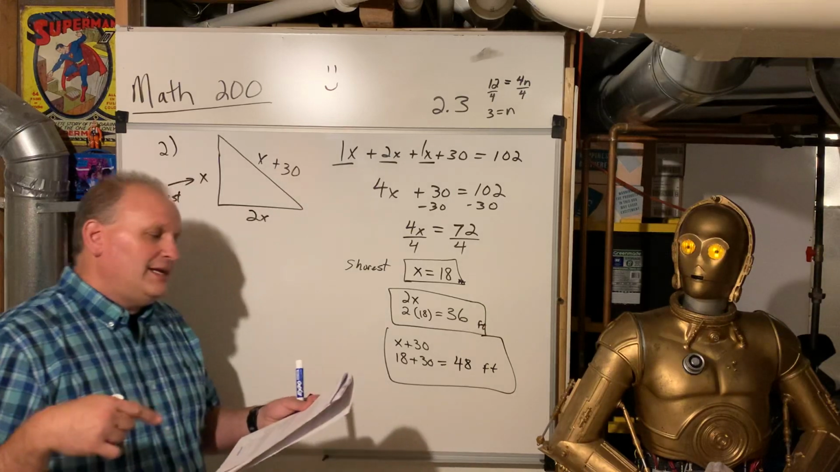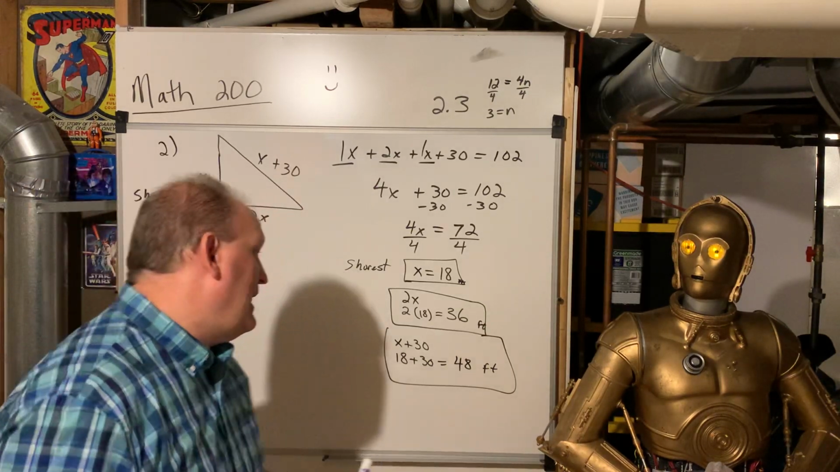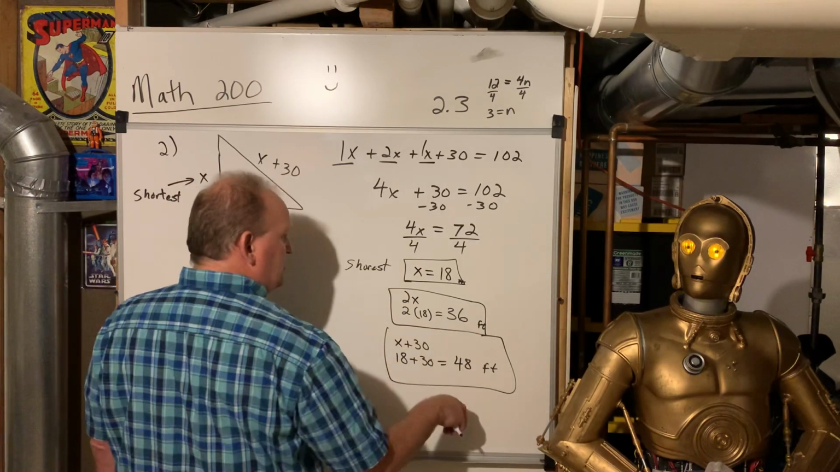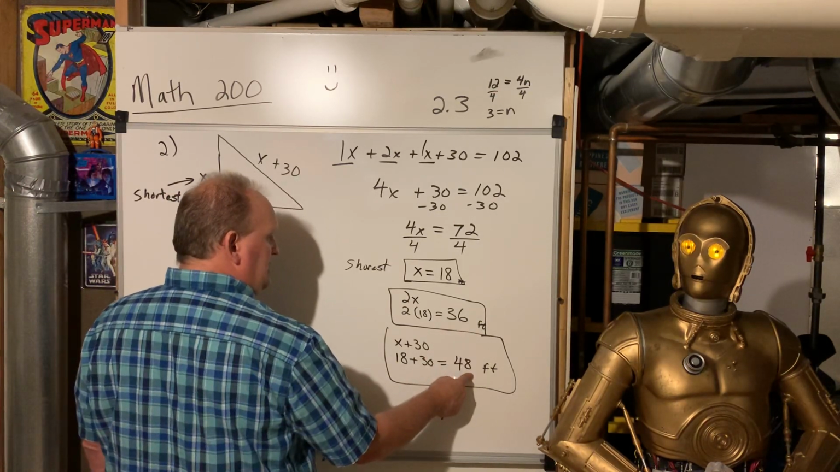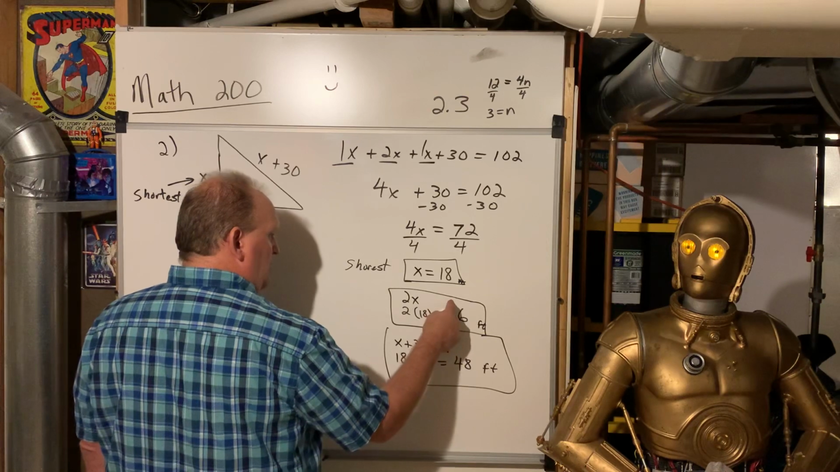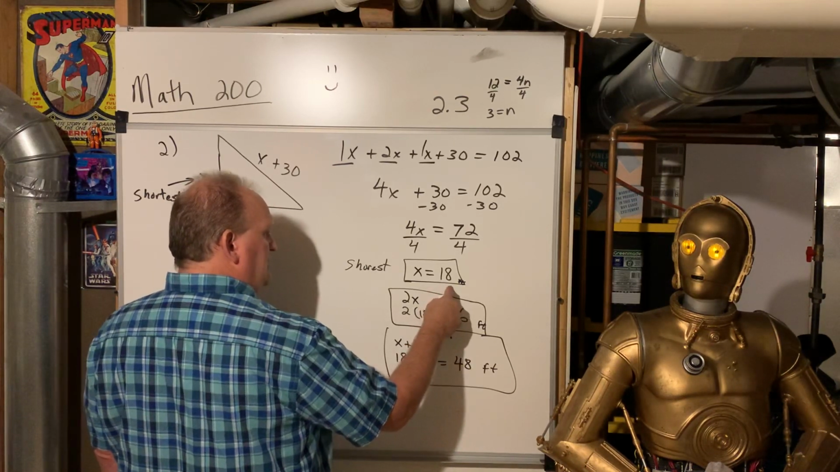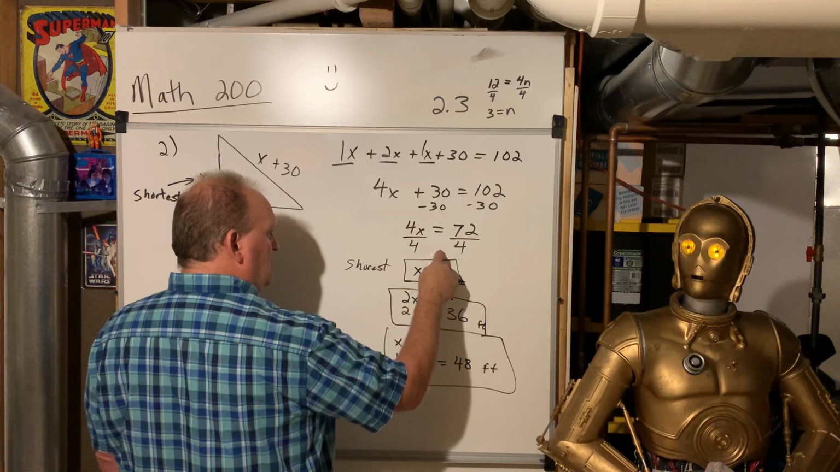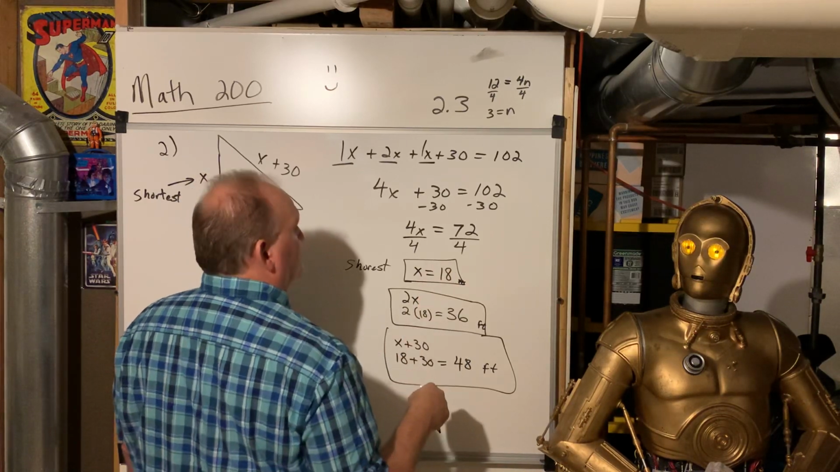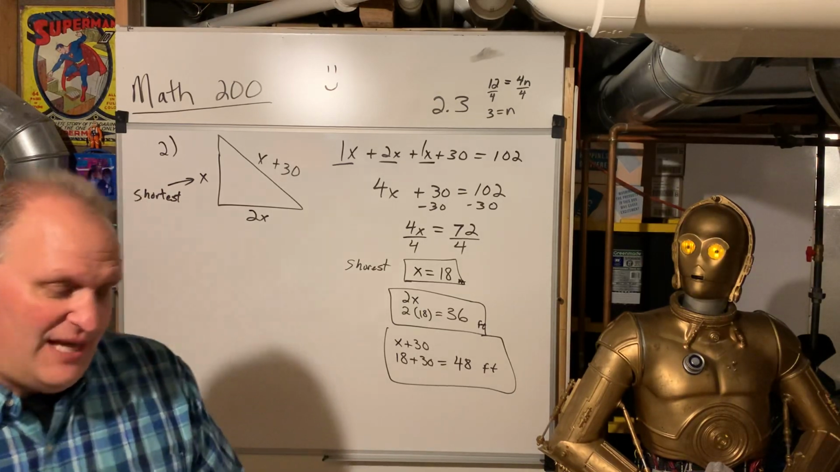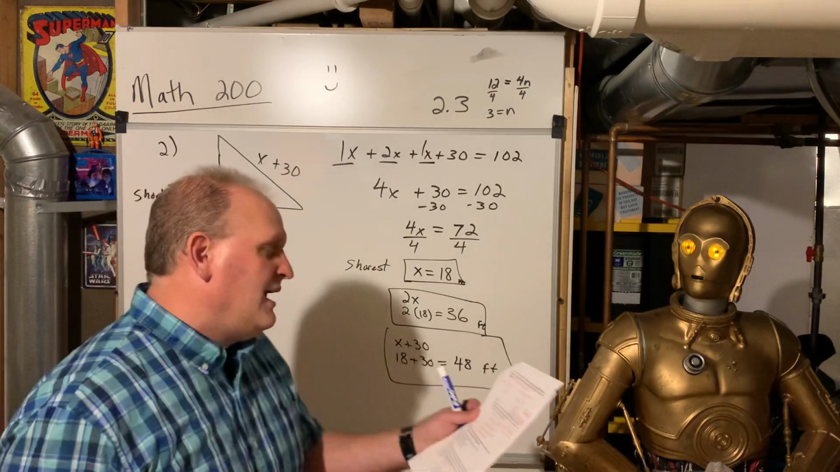And then if you want to check that, those should add up to 102. And so if I add those together, we get 14, carry the 1, 84, and then 84 and 18, 12, carry the 1 is 102. 102, yay! So it checks out, 18, 36, 48. All right.